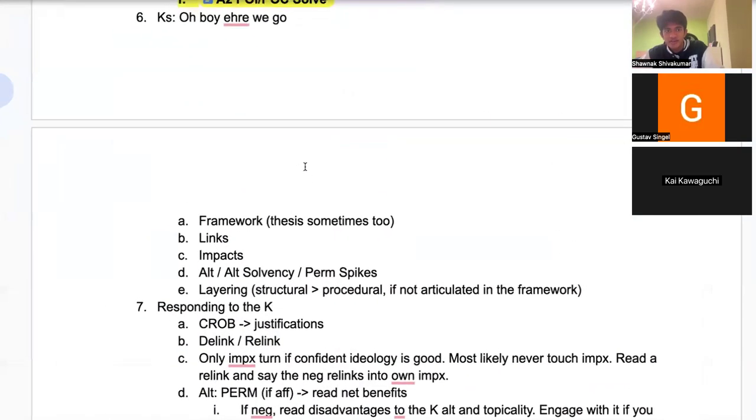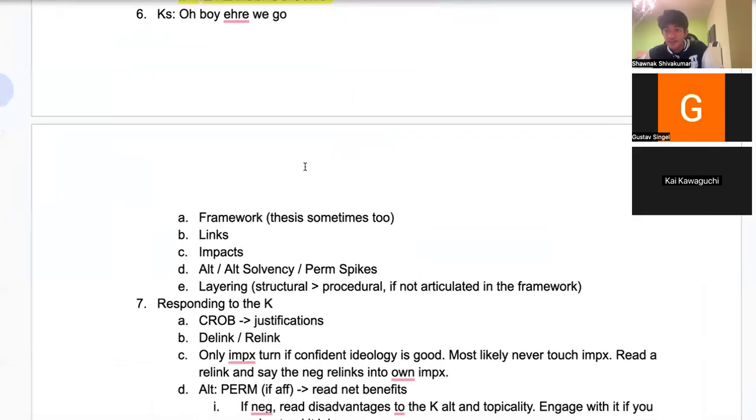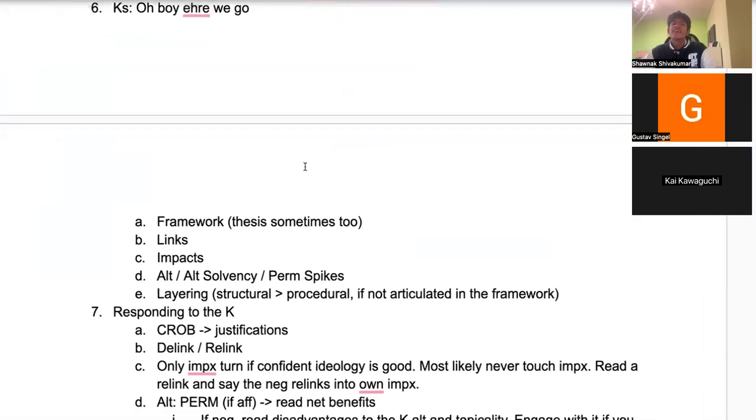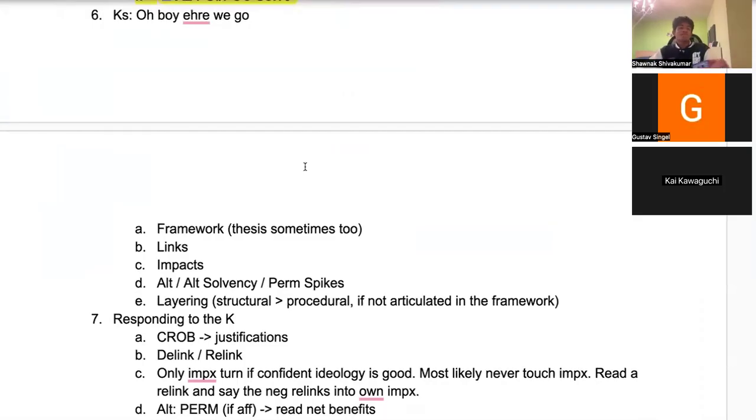Okay, let's go over Ks. The K, very simply put, and there are different types of Ks, which I'm probably not going to get into, but just to say it, there's an epistemological critique, there's an ontological critique, and there's something else. Anyways, it doesn't really matter too much. There are performance critiques too.